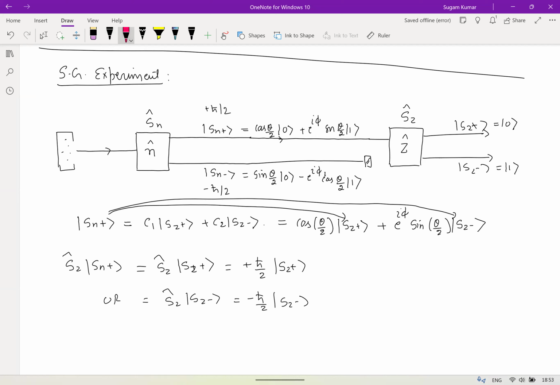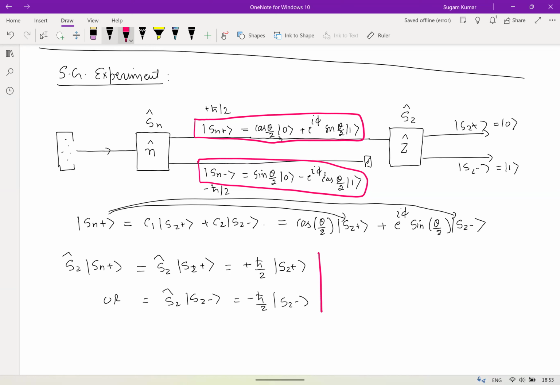So you can see how we can express these two eigenstates as a linear combination of the eigenstates of the Sz operator. So I have already given one more question in your assignment.